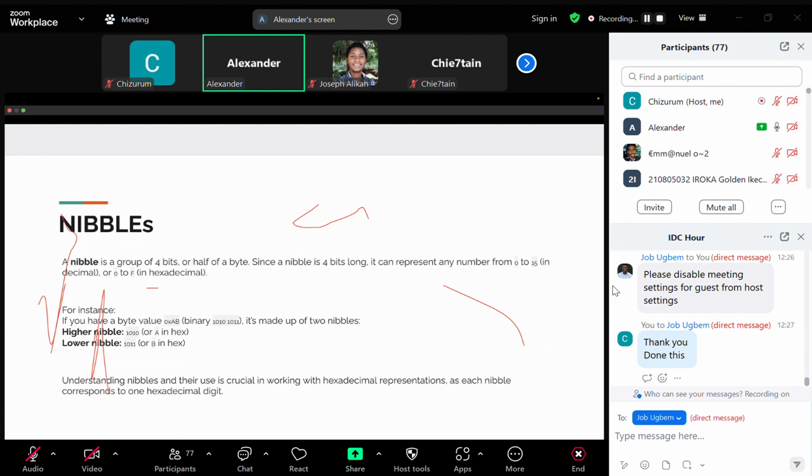We have what we call the higher nibble, and we have what we call the lower nibble. So if I have a hexadecimal value or a byte value, say 0xAB, this is a byte. AB is typically 10101011, and the higher nibble is 1010, the leftmost, and the lower nibble is 1011, the rightmost. So don't forget, your higher nibble is to your leftmost, your lower nibble is to your rightmost.